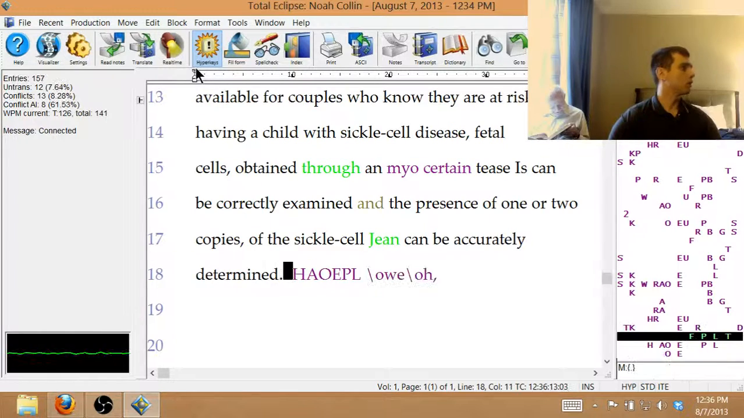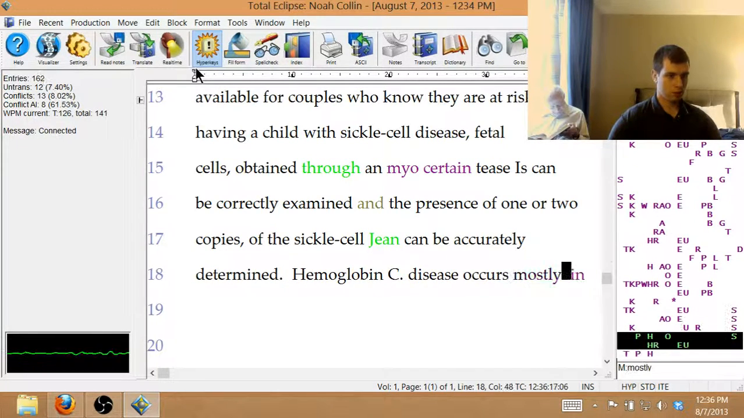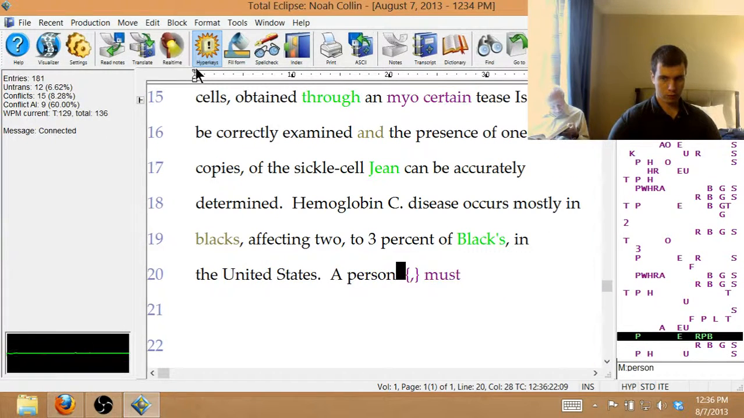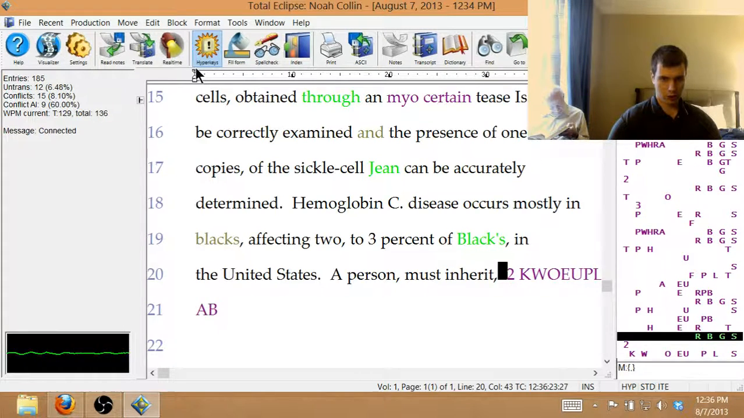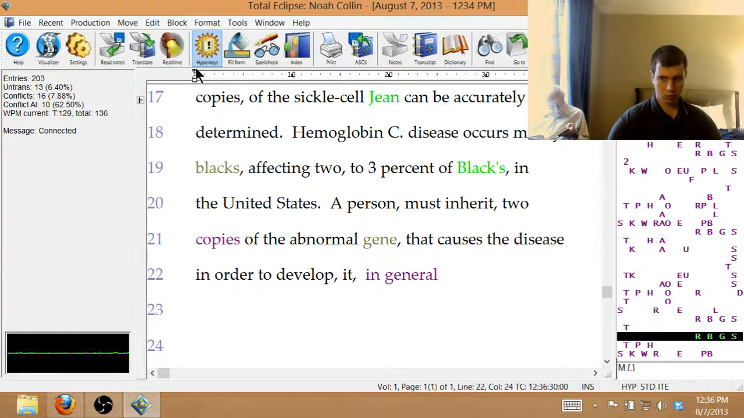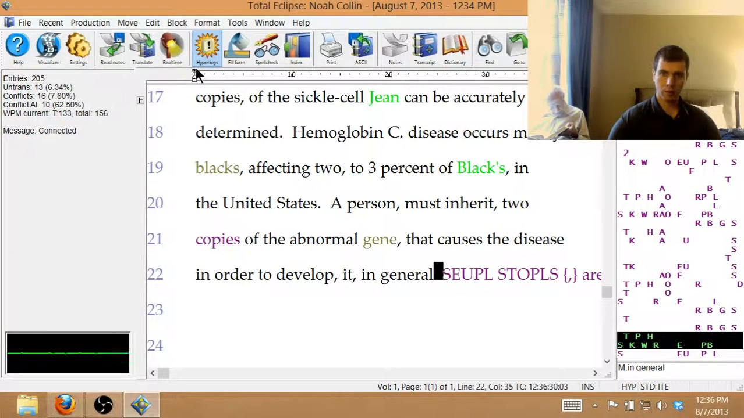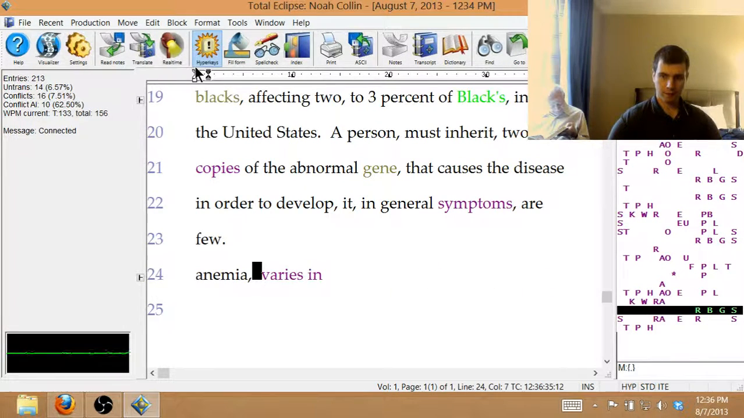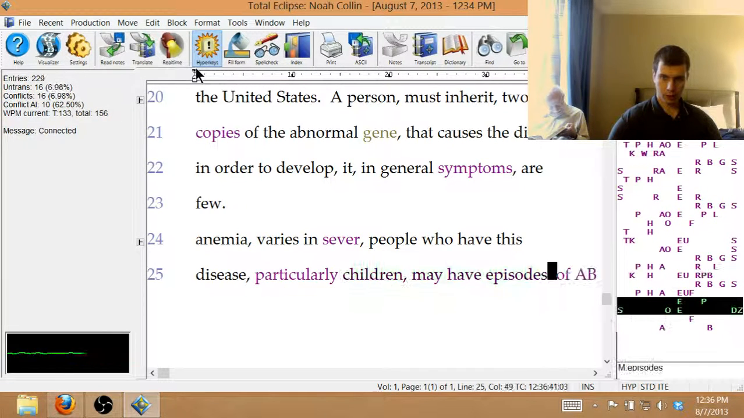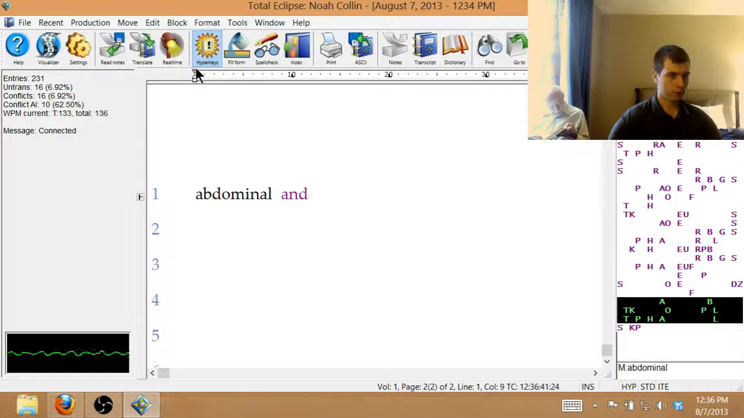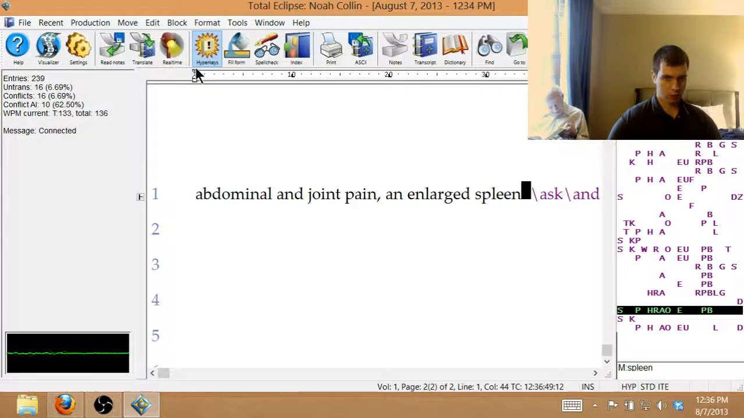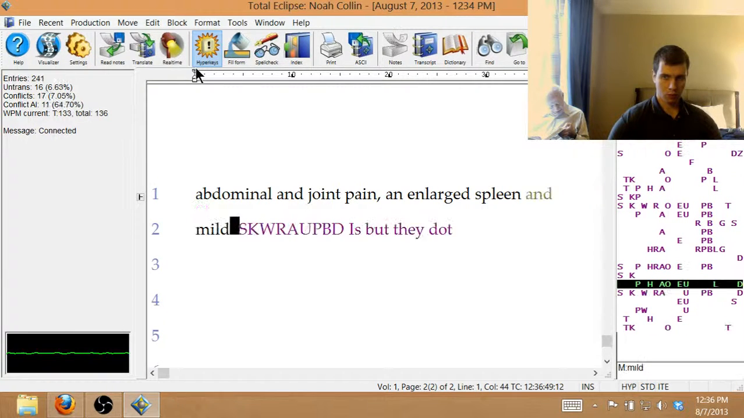Hemoglobin C disease occurs mostly in blacks, affecting 2 to 3% of blacks in the United States. A person must inherit 2 copies of the abnormal gene that causes the disease in order to develop it. In general, symptoms are few. Anemia varies in severity. People who have this disease, particularly children, may have episodes of abdominal and joint pain, an enlarged spleen, and mild jaundice, but they do not have severe crises as occur in sickle cell disease.